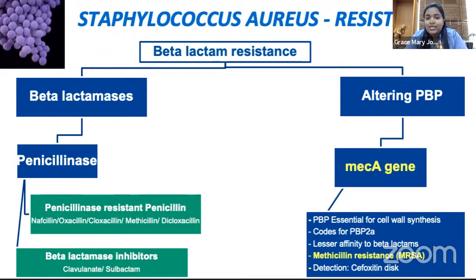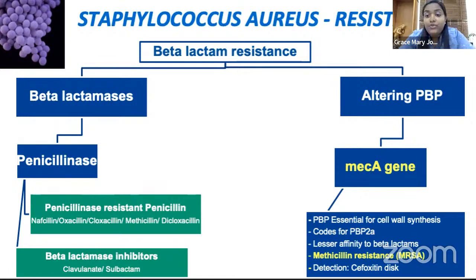Once the beta-lactams go and bind to the penicillin binding protein, if the organism has this gene, it has less affinity to bind to this penicillin binding protein. Therefore, it causes resistance. And this is the reason why you have methicillin resistant, which is basically nothing but MRSA. We are talking about Staph aureus.